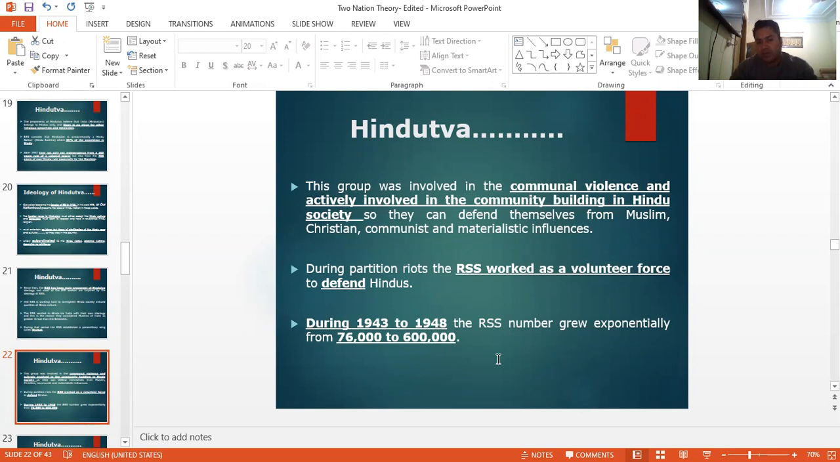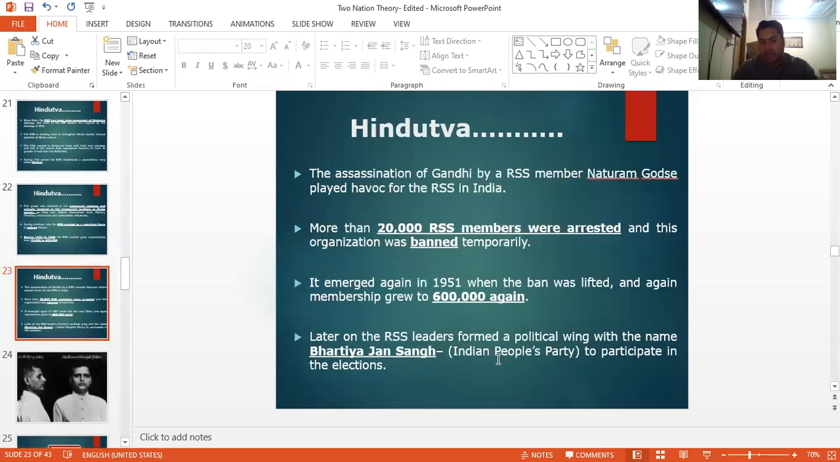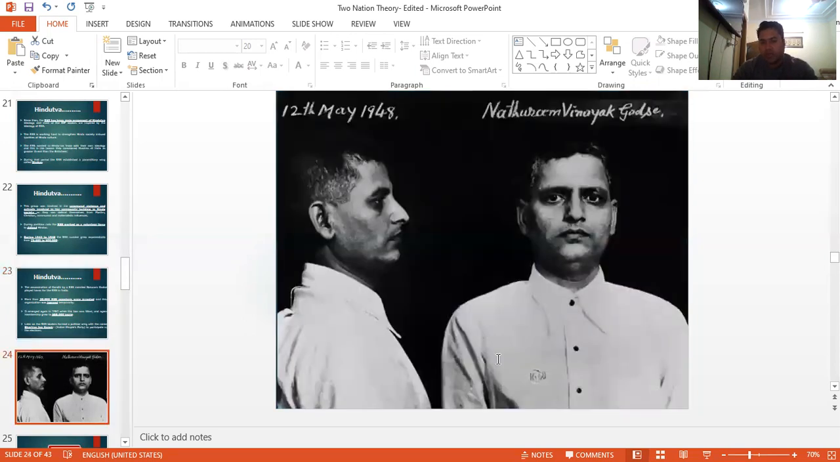During 1943 to 1948, the RSS numbers grew exponentially from 76,000 to 600,000. Now, this is the period in which Pakistan was established, and this was a very crucial period for the growth of the RSS. Slowly and gradually they consolidated themselves. The assassination of Gandhi by an RSS member, Godse, played havoc for the RSS in India initially. Their member was involved in the killing of Gandhi.